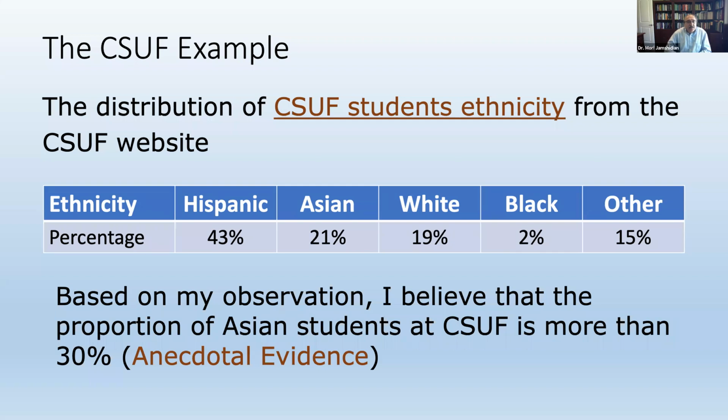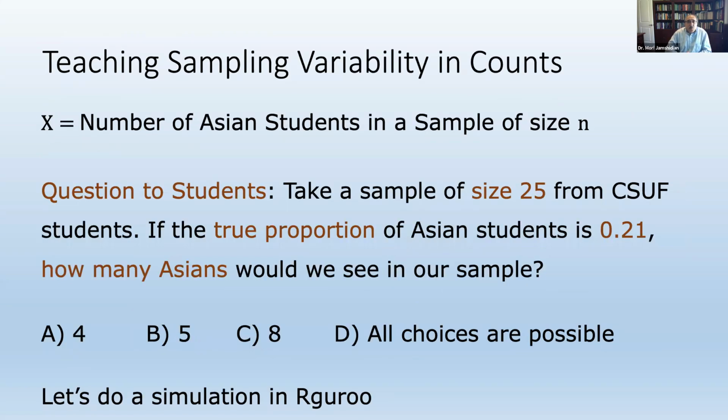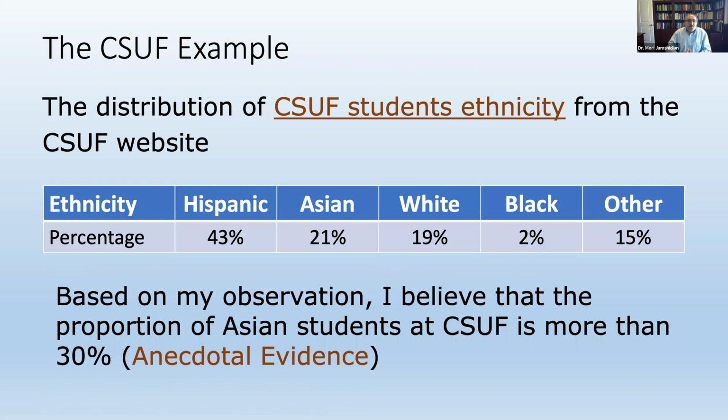So I pose a hypothetical here. Based on my observation, let's say of the number of Asian students that I had in my classes, I believe that the proportion of Asian students at Cal State Fullerton is more than 30%. Of course, this is anecdotal evidence, and I should clarify that with the student. So what I want to find out is whether my guess is correct, or whether there is something wrong with the 21% of Asians reported by CSUF.